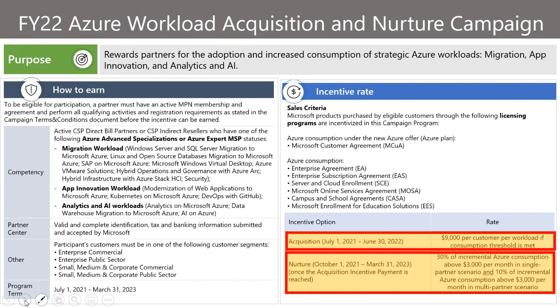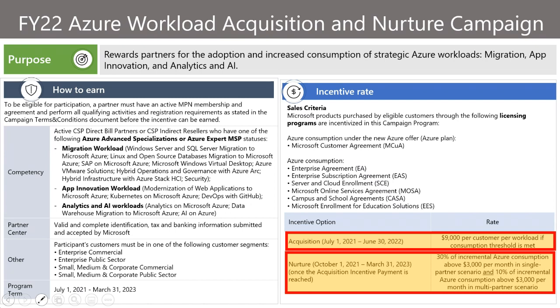Once the acquisition incentive payment is reached, the nurture earning opportunity starts. That is why you will see in the terms and conditions that the campaign ends March 2023. In the nurture part, partners can earn 30% of incremental Azure consumption above $3,000 per month in a single partner scenario and 10% of incremental Azure consumption above $3,000 per month in a multi-partner scenario for 9 months after the date on which the acquisition incentive payment is achieved for the given workload.